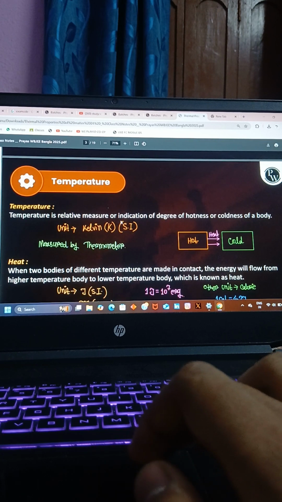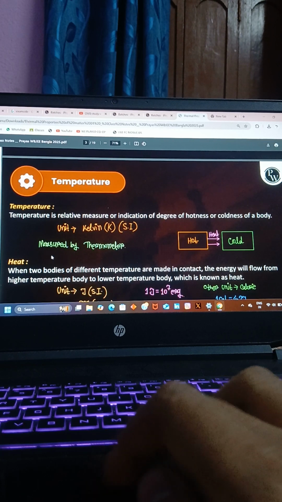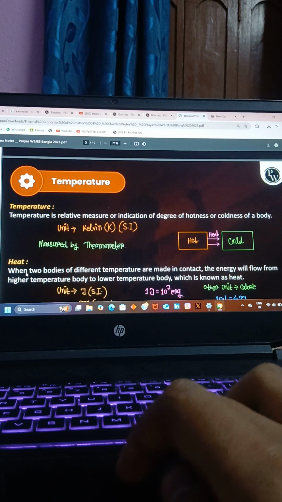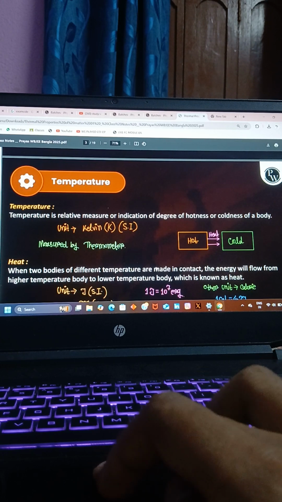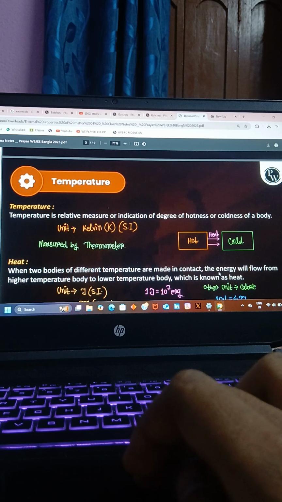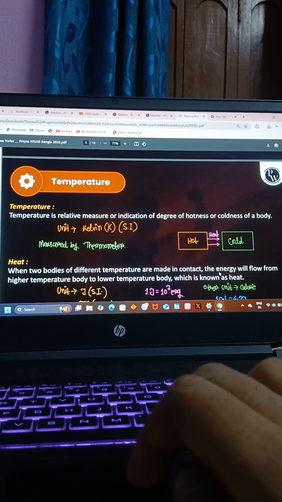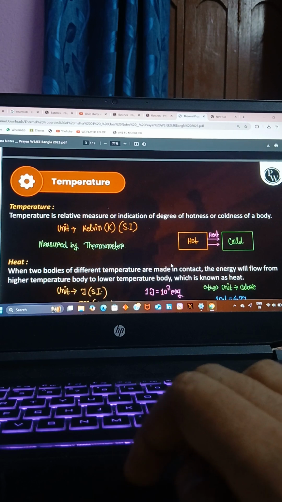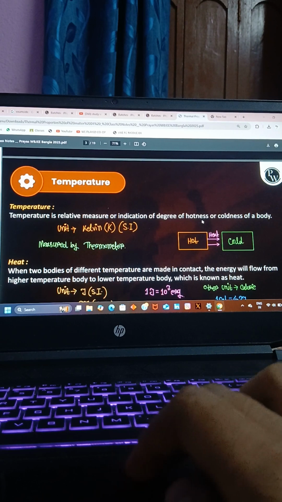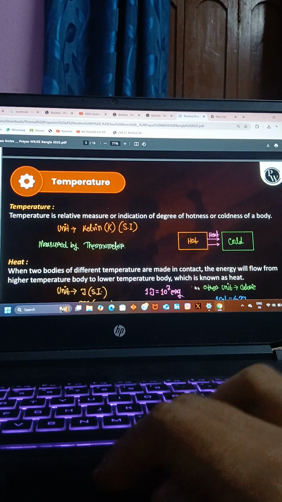How to define heat? When two bodies of different temperature are made in contact, the energy will flow from the higher temperature body to the lower temperature body, which is known as heat. I think heat is a kind of energy flow that flows from a hot object to a cold object.